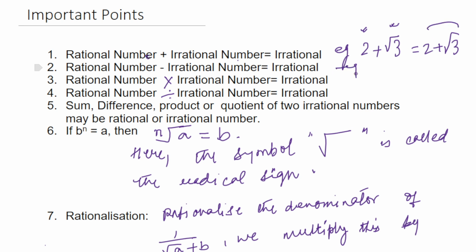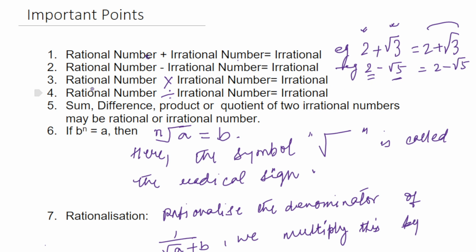Similarly here, a rational number minus an irrational number gives an irrational number. Same example I can take: 2 minus root 5. This is my rational number, this is an irrational number. If I subtract, I'll get again 2 minus root 5, because I cannot subtract these two. I cannot subtract a rational number and an irrational number. It remains as it is.